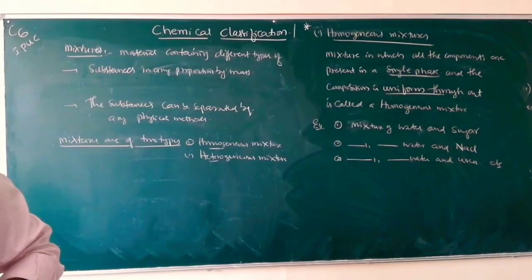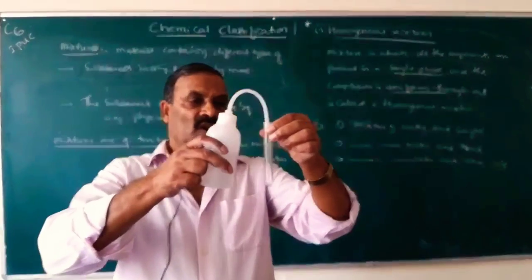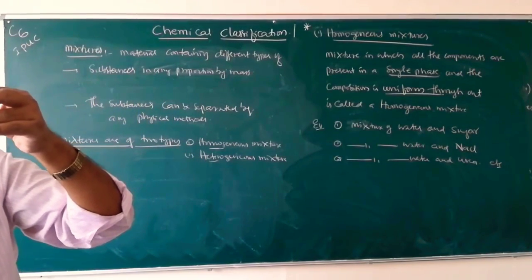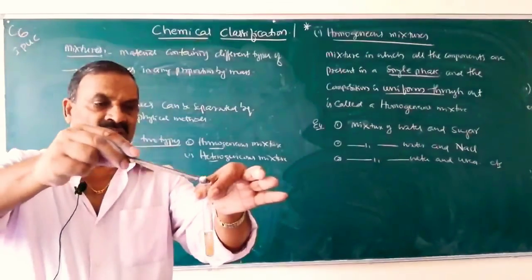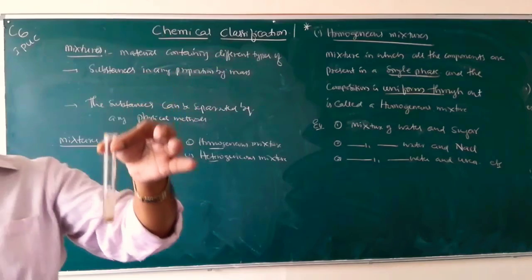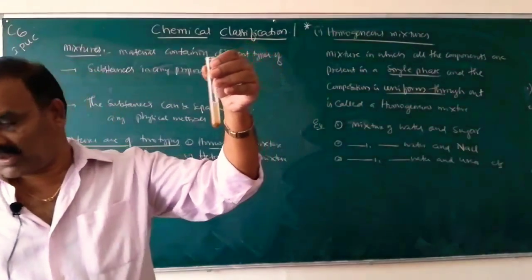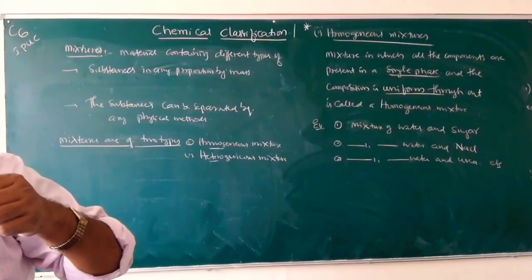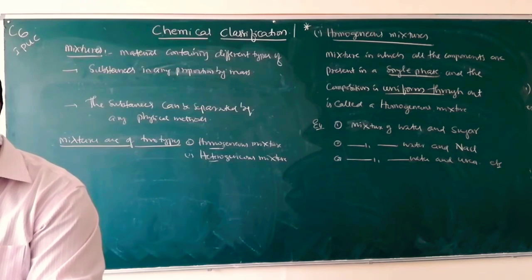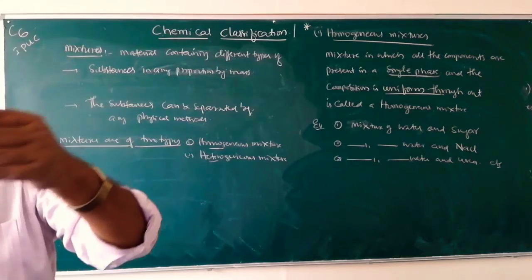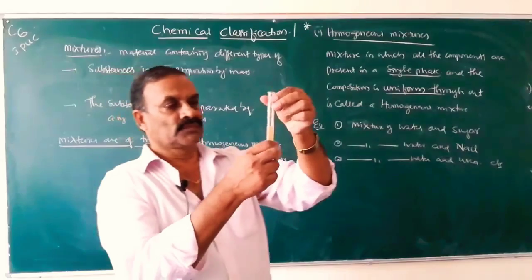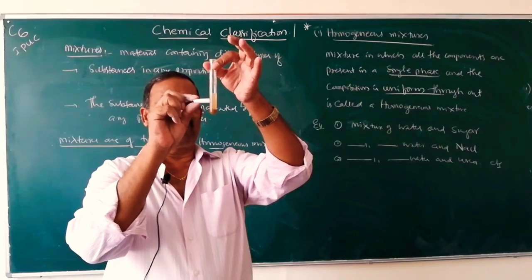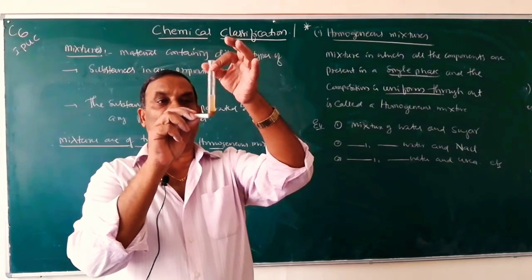So then what is heterogeneous mixture? I will tell you, suppose this is water, it is one component. I will add another component, namely this is sand. If I add sand to water, this sand forms one phase and water forms another phase. So there are two phases in this mixture. When sand is added to water, we will get two layers or two phases.